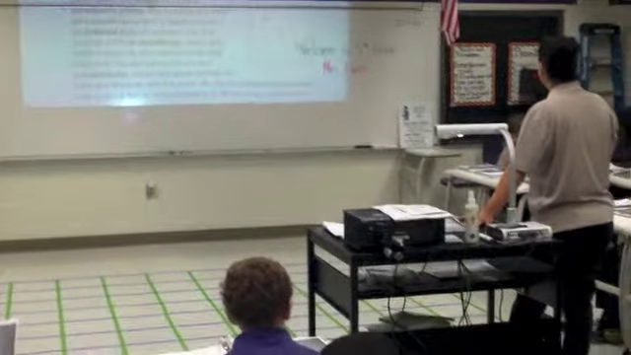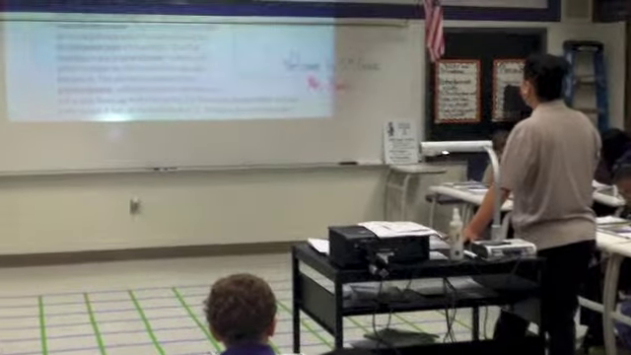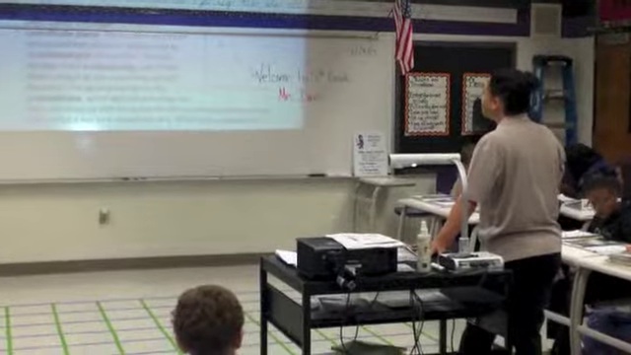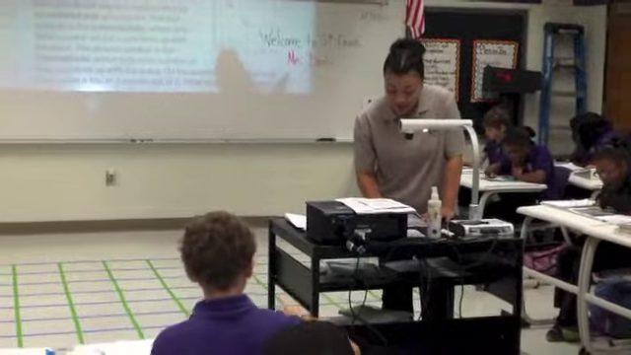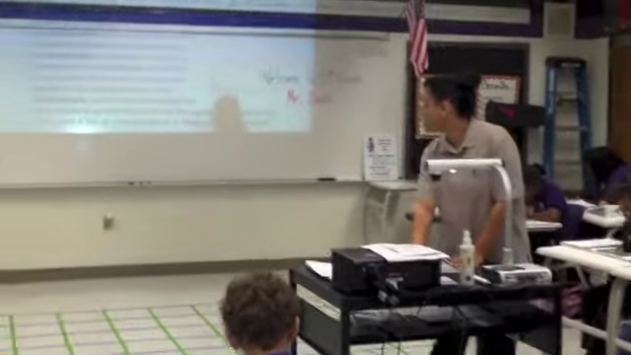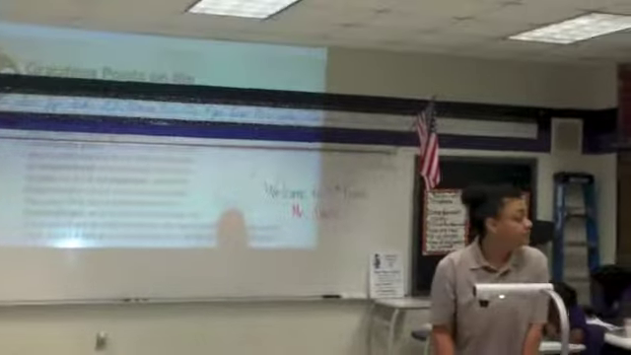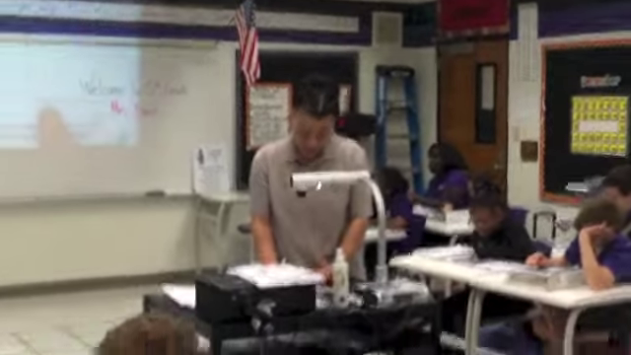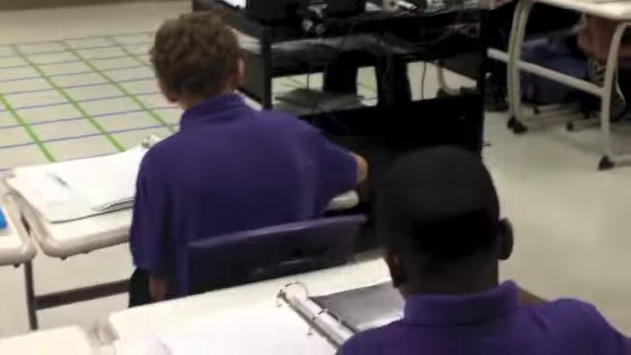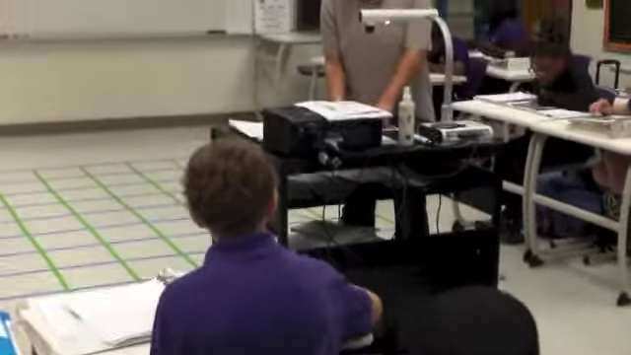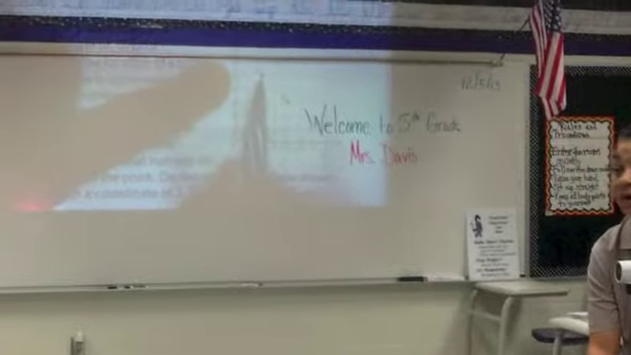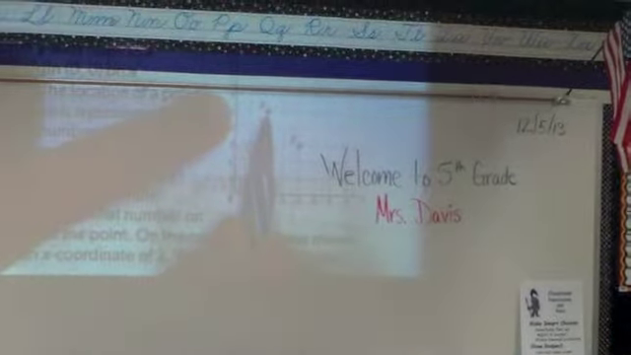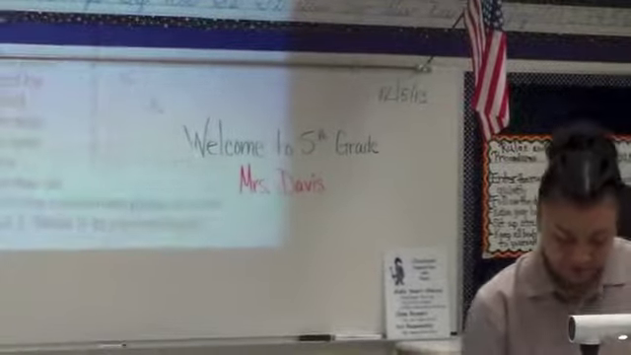On the coordinate plane shown here, point A has an x-coordinate of 2. Put your finger on the x-coordinate of 2. Everybody's with me? Yes? Good. Then it asks, what is its y-coordinate? We're going to go up to A, go over, and the y-coordinate is what? 5. Good.